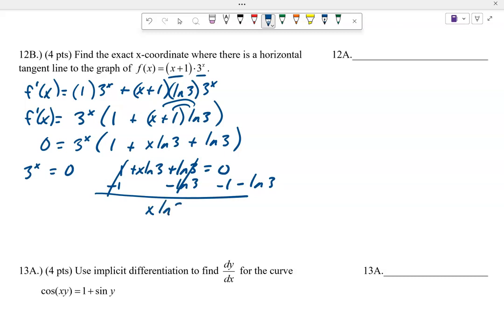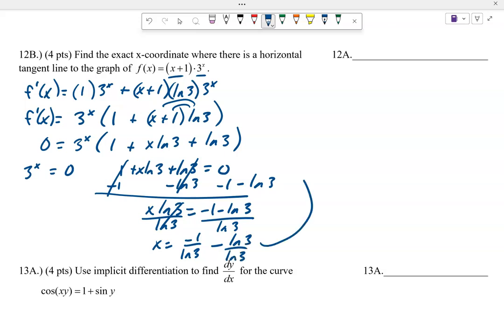Solving for x here. So I got negative 1 minus the ln of 3. Now I got to divide everything by ln of 3, this whole side by the ln of 3. So I have x equals negative 1 over ln of 3 minus ln of 3 over ln of 3. So x equals negative 1 over ln of 3 minus 1. So there's one x value where I have a horizontal tangent.